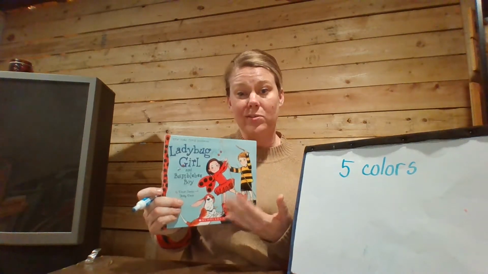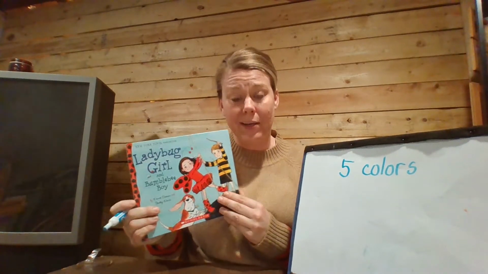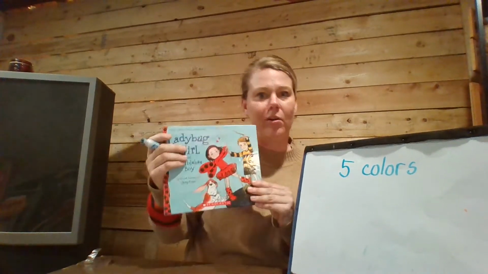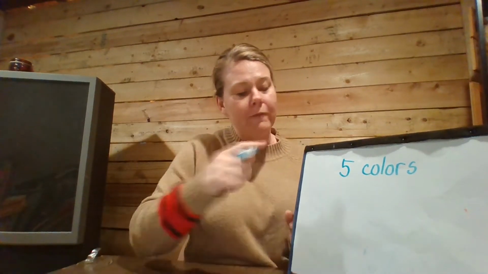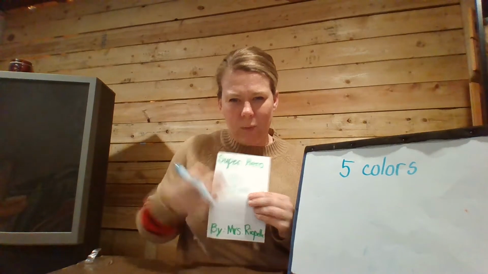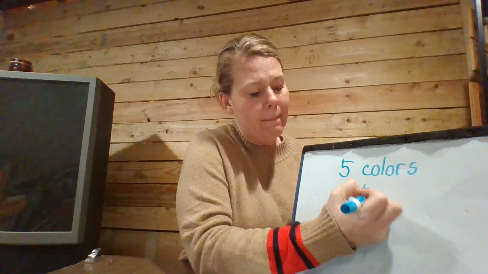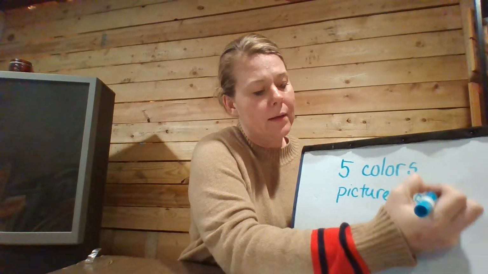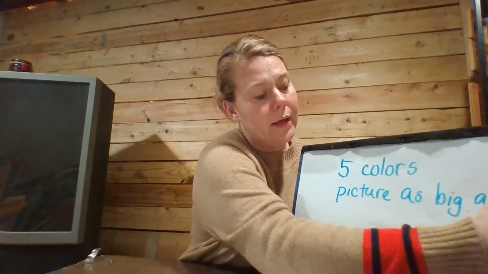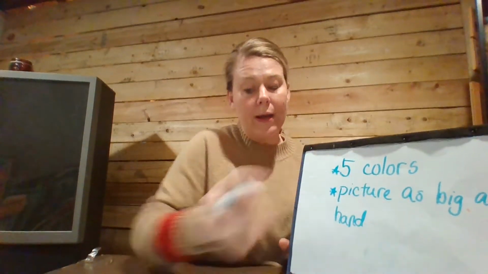If it's just a black and white picture of just a boring, little tiny thing, it's not very interesting, and you're not inviting anybody in to read. So you're trying to make this like a birthday party invitation, but it's a book party invitation. All right, so you want to draw people in. Remember, 5 colors. You want to make sure that the picture is at least as big as your hand. You don't want it to be really teeny tiny in the middle. So the picture should be as big as your hand.